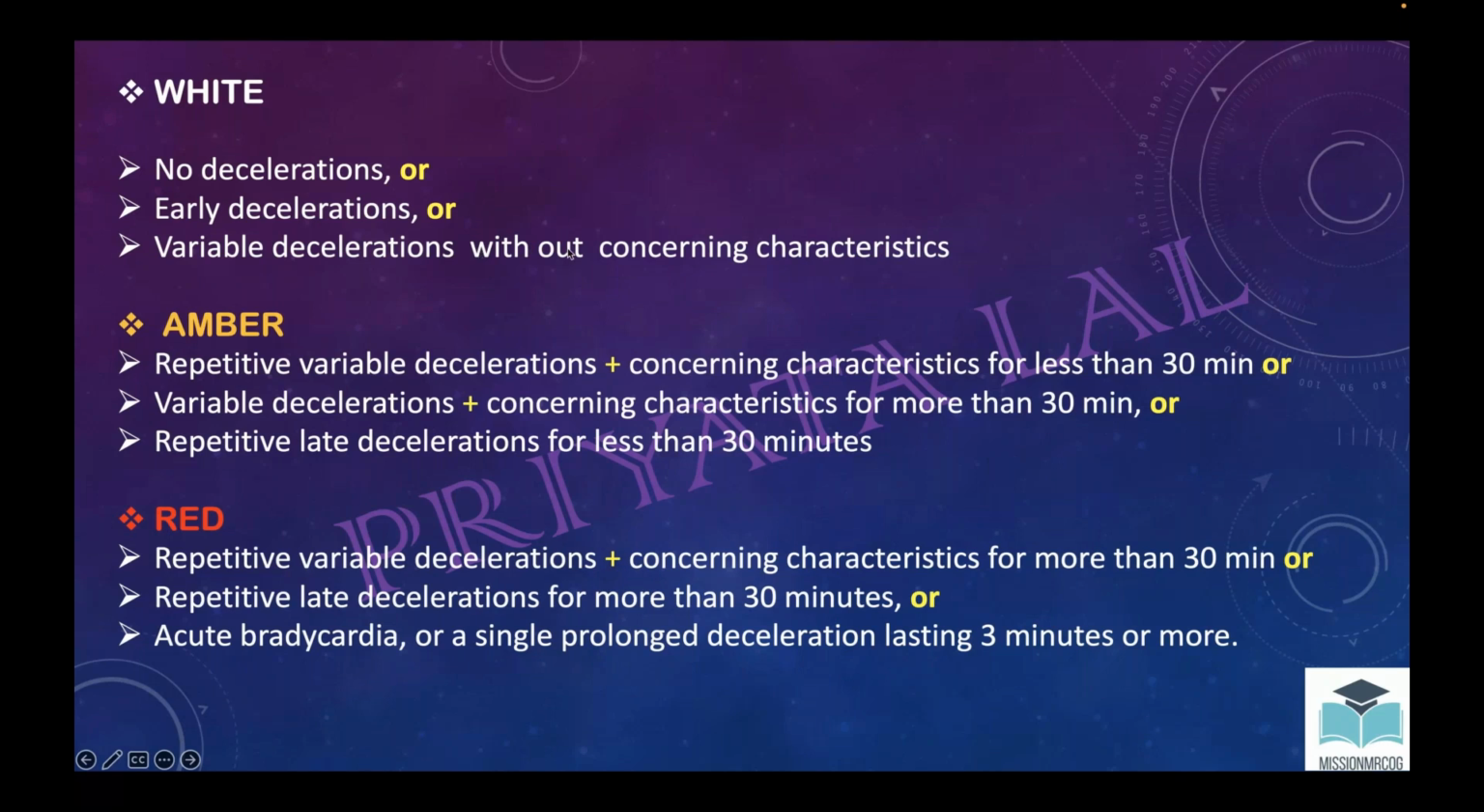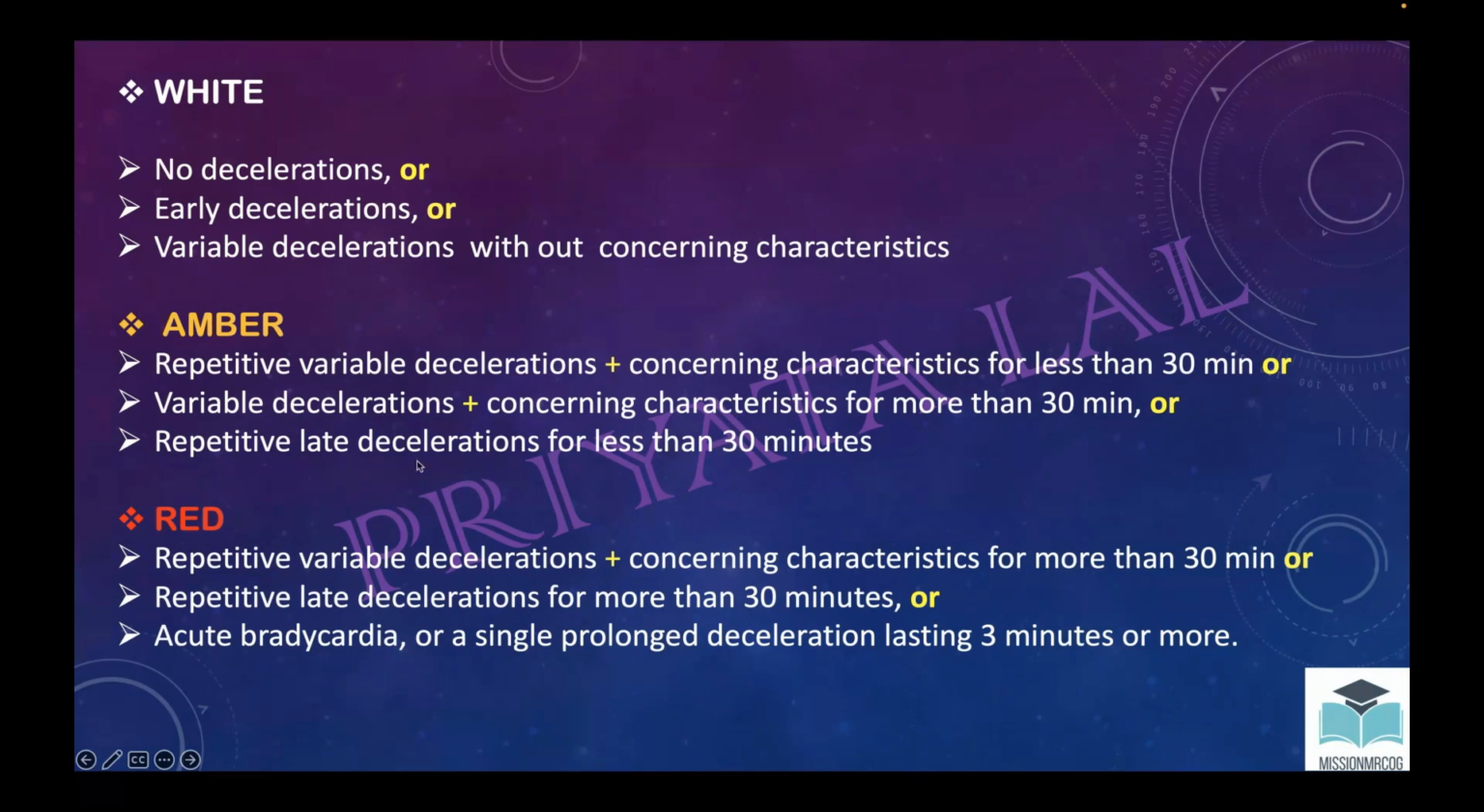Coming to amber: repetitive deceleration. Repetitive means more than 50% of contractions are affected, and concerning features are also there, then it is less than 30 minutes. And variable deceleration with concerning feature for more than 30 minutes. Here it is repetitive and here it is non-repetitive, that means these are not present in 50% of the contractions. And repetitive late decelerations for less than 30 minutes. So these are amber signs.